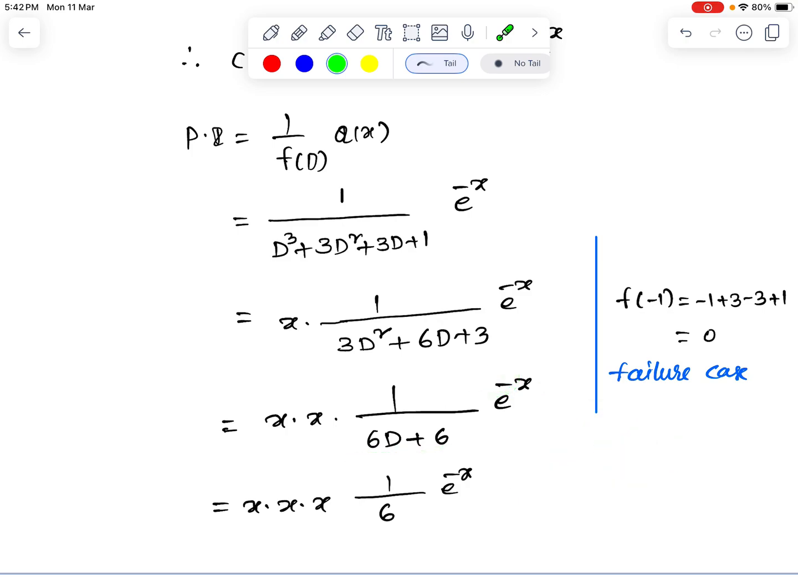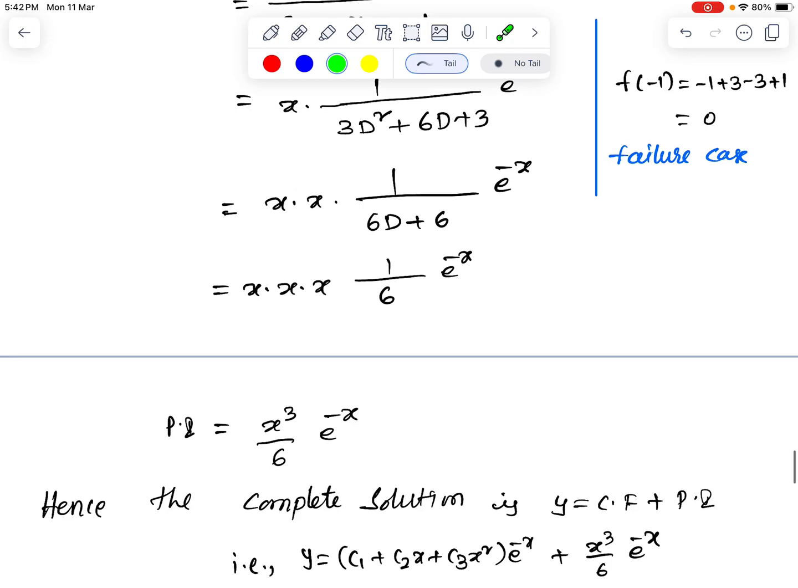So one more x we need to take. Already we have 2 x terms, and one more x we need to take. Next, differentiate the denominator with respect to d: 6 into d differentiation is 6, plus constant differentiation is 0. So 1 by 6 into e power minus x. Then at last, the particular integral is x into x into x, that is x cube by 6, into e power minus x.